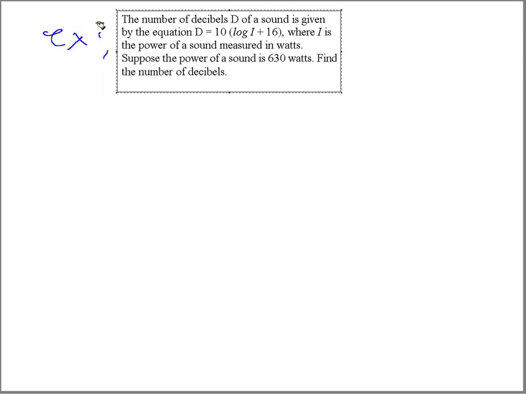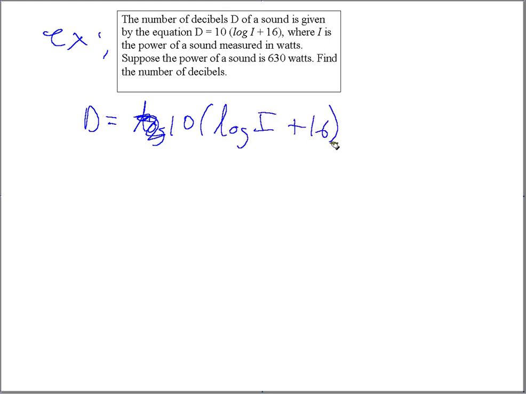All right, so let's take a look at this problem involving a log equation, if you will. The number of decibels, d, of a sound. Sound is measured in terms of decibels; you might have heard that somewhere before. It's given by this equation: d equal to 10 times the log of I plus 16, where I is the intensity of the sound measured in watts. Suppose the power of a sound is 630 watts, find the number of decibels.